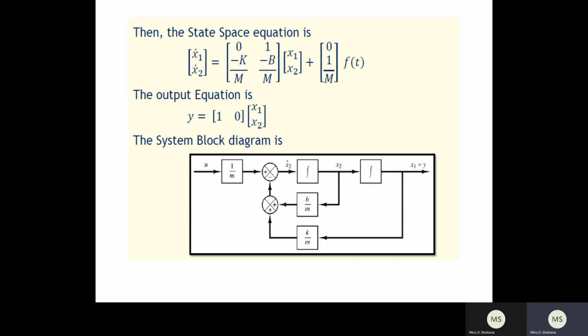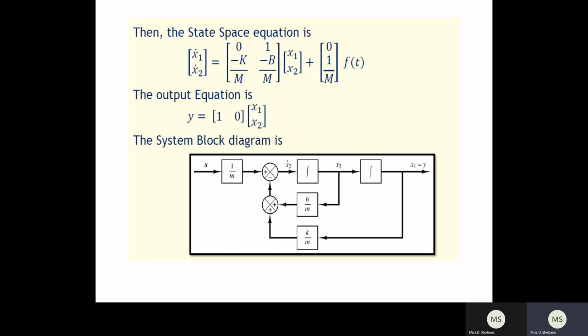If you want to write the state model, first of all you should look into the x1 dot equation. In the x1 dot equation you have only x2. You do not have any input, and you do not have any x1 value. So instead of x1 you have to substitute 0, and in the x2 place you have to write 1. So the first equation is completed.